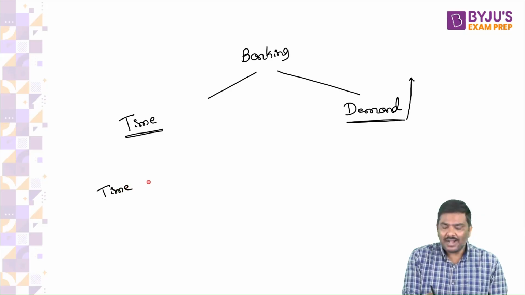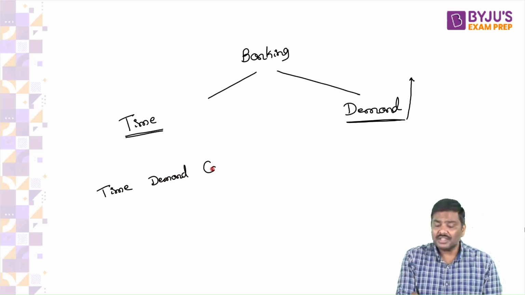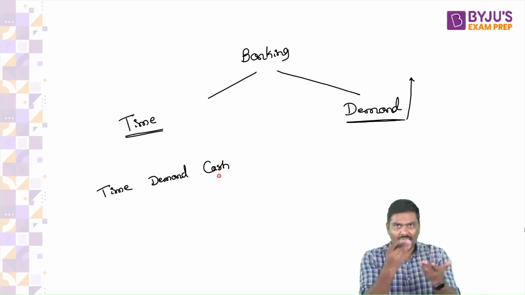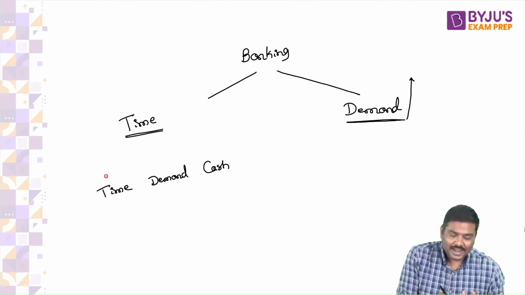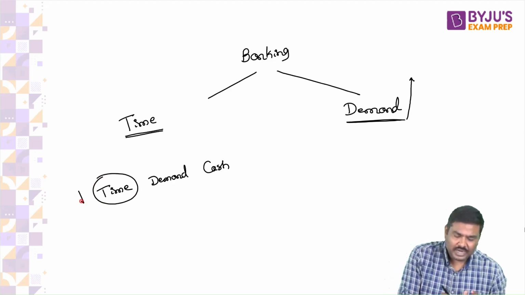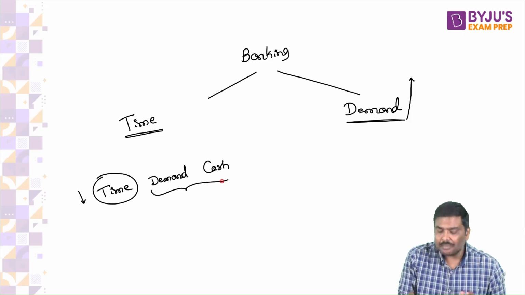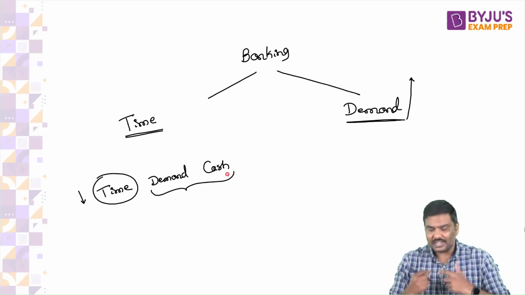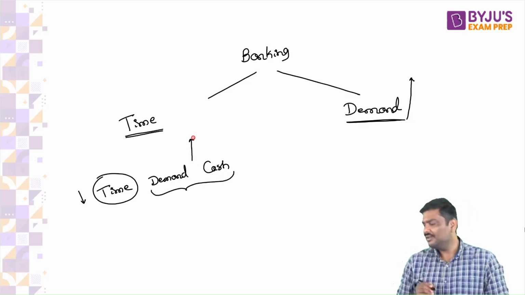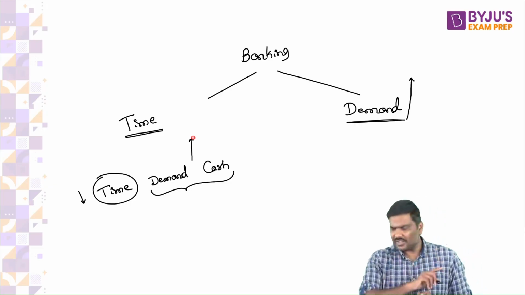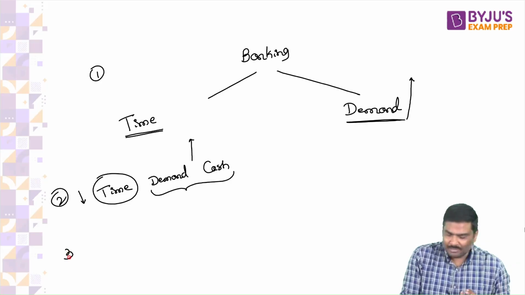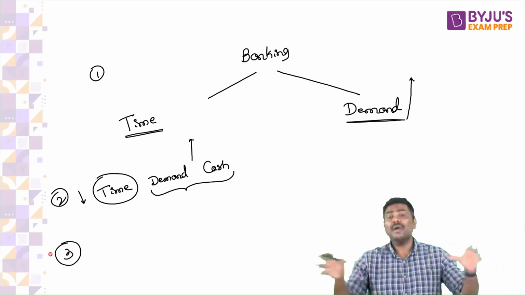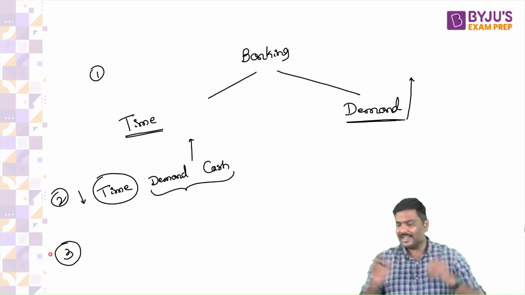Point number three. Between time deposit, demand deposit, and cash that is there with us, the cash in my hand, can I say time deposit has the lowest liquidity, whereas demand deposit and cash will have higher liquidity? If you have any doubt in any of the points, please do let me know.